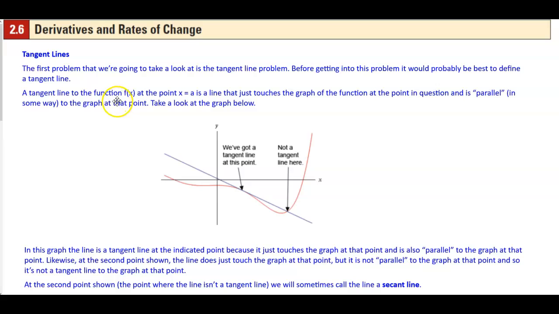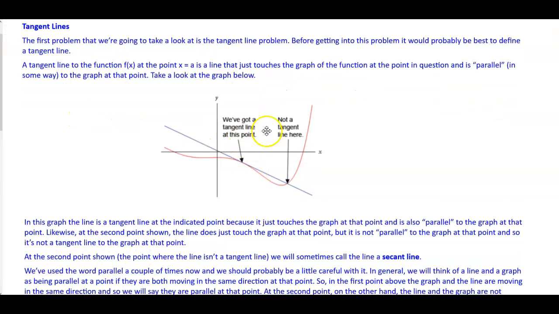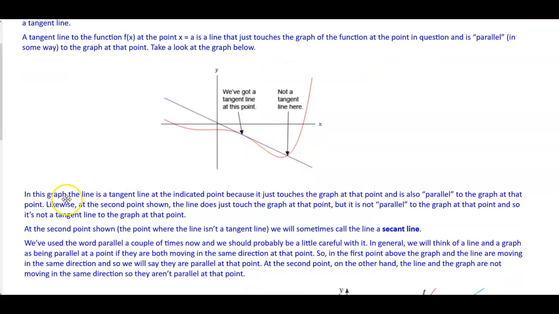A tangent line to the function f of x at the point x equals a is a line that just touches the graph of the function at the point in question and is parallel in some way to the graph at that point. So you can take a look at this graph here below. Now in this graph, the line is tangent at the indicated point because it just touches the graph at that point, and it is also parallel to the graph at that particular point.